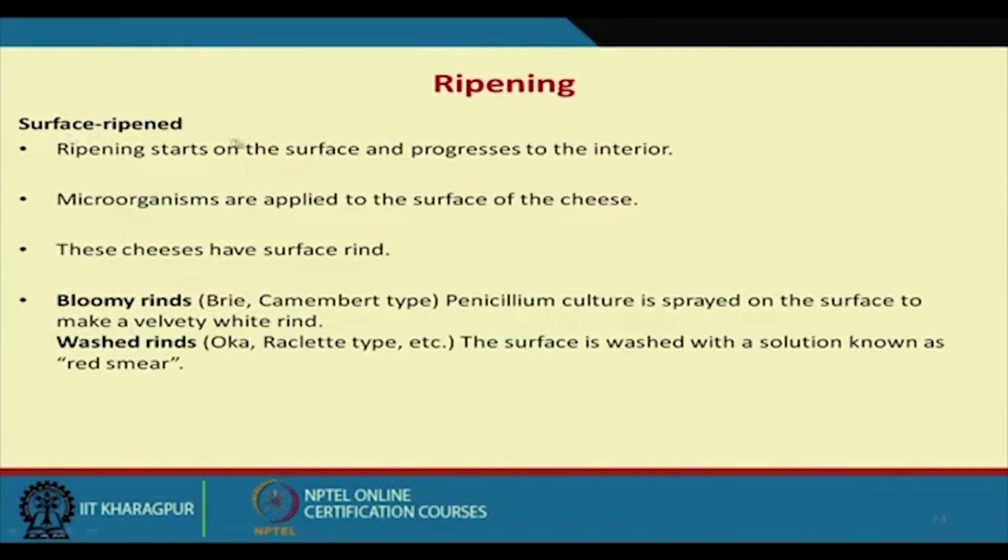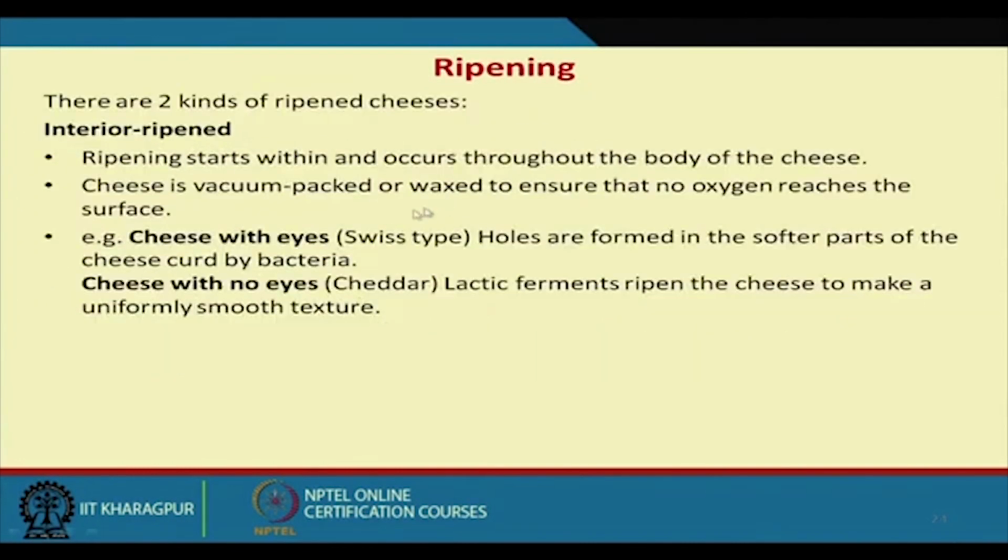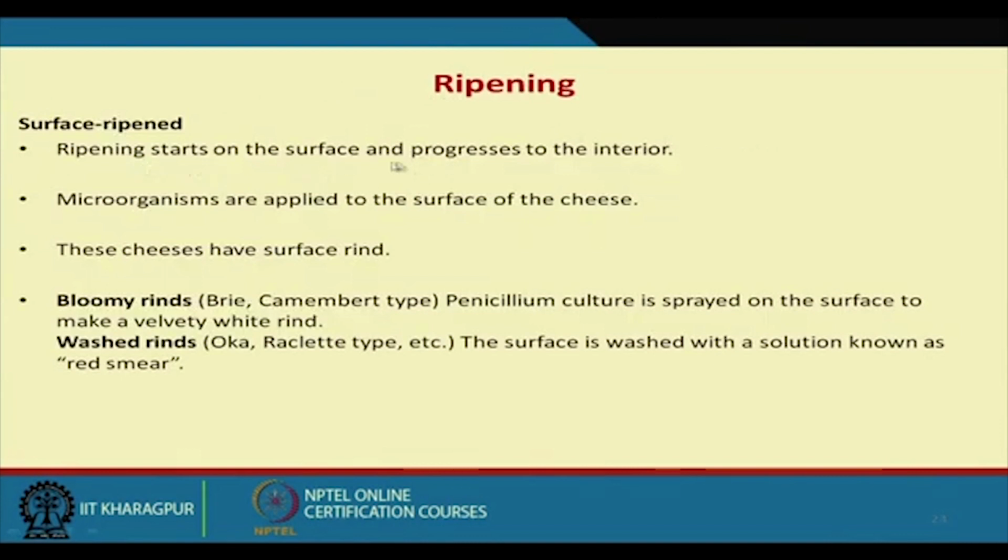Now another is the surface ripening. Ripening starts on the surface. In interior ripening, ripening takes place throughout the cheese. But in surface ripening, it takes place only on the surface and progresses to the interior. First it occurs at the surface, then in the interior part. Microorganisms are applied to the surface of the cheese, and then the cheeses form a surface rind. The examples are bloomy rind and washed rind. These are the two types of rind we have. This is done using the penicillium culture, which is sprayed on the surface.